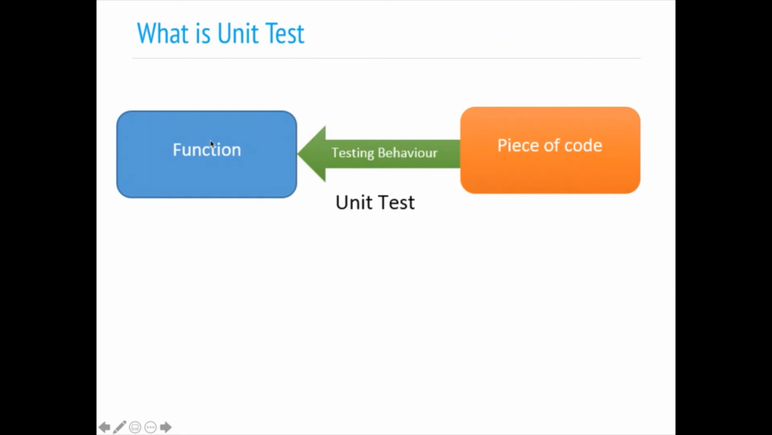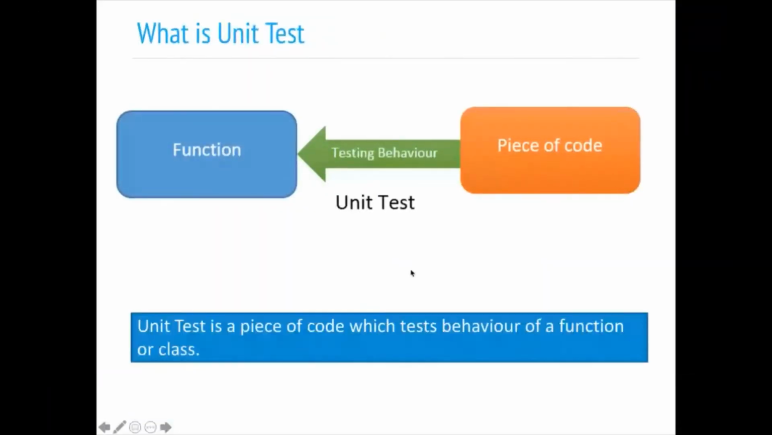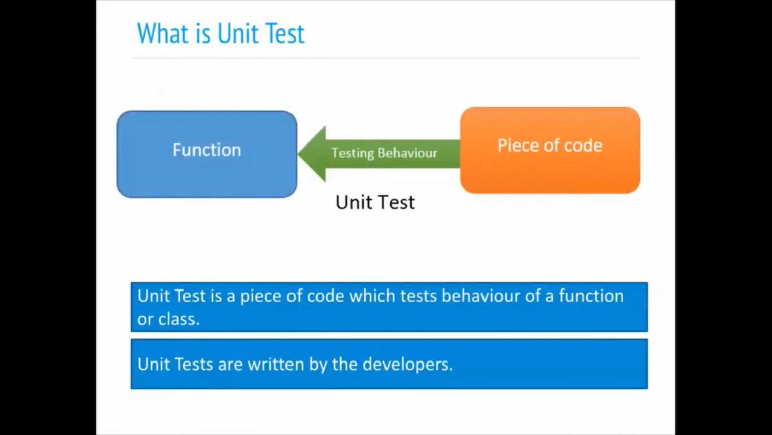Then the class will be tested. Then the whole module in which that class was being used, that will be tested. How are we testing the function? Of course, we write a piece of code that will test the behavior of the function, then behavior of the class, then behavior of the module, and that test is called unit test. So unit test is a piece of code which tests the behavior of a function or a class or a module.